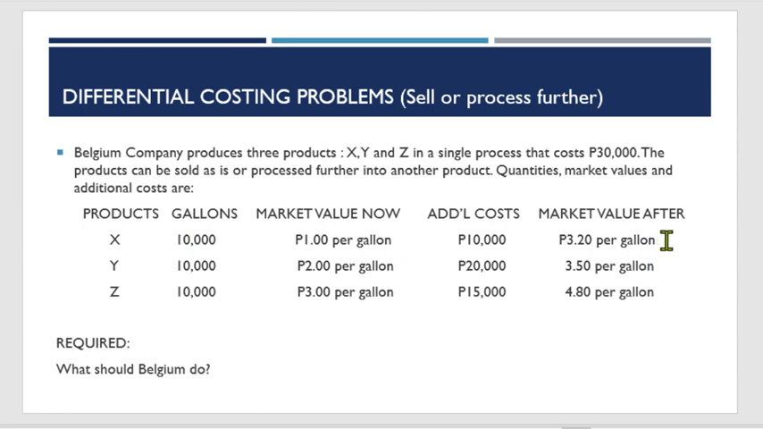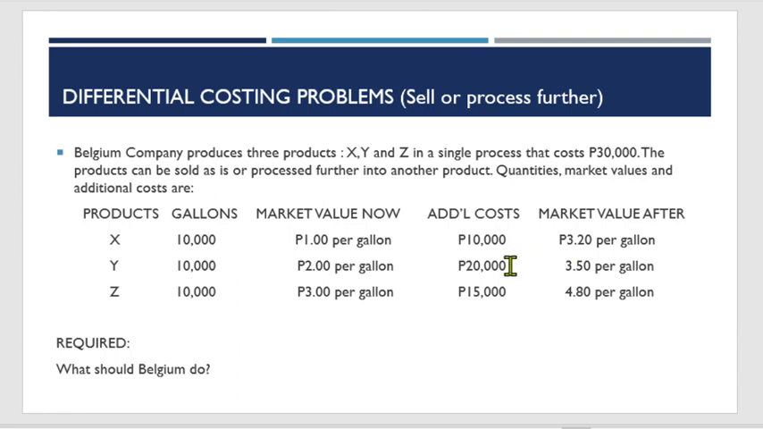Eh magkano ba ang additional cost? 10,000 sabi. So, ibig sabihin, mas malaki yung additional revenue mo. Therefore, i-process further mo si X. Okay? So, okay tayo kay X, you process further. Next, 3.5 minus 2 is 1.5 times 10,000. So, that is 15,000. So, 15,000 ang additional revenue mo kay Y.